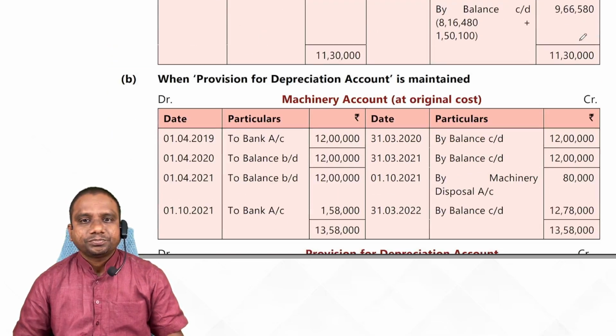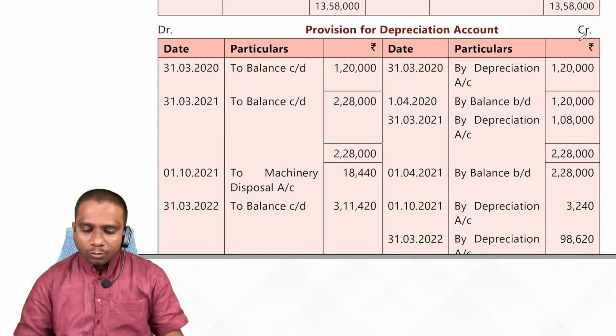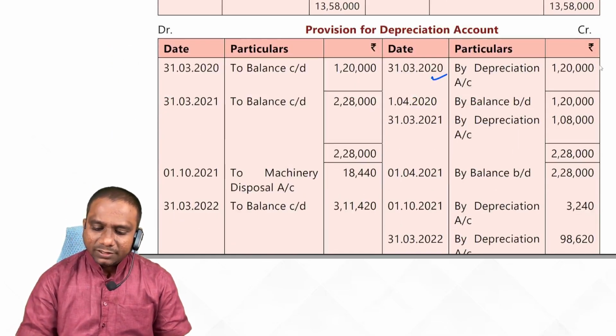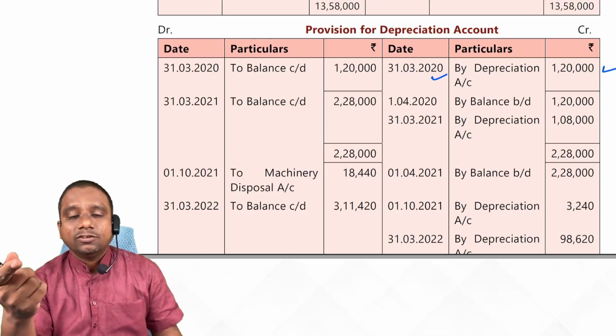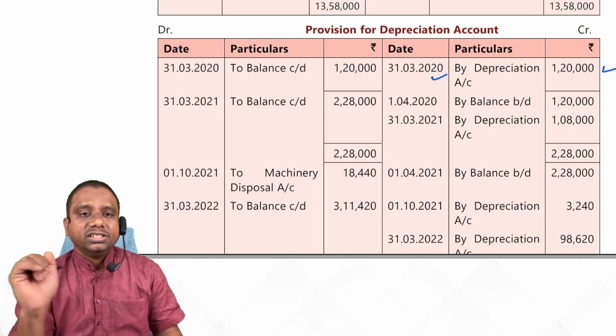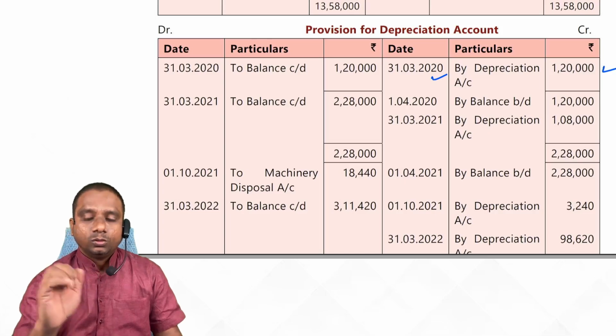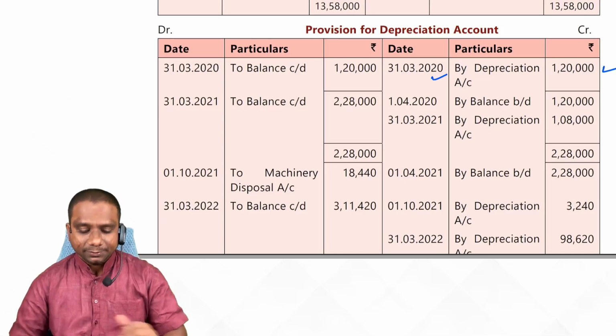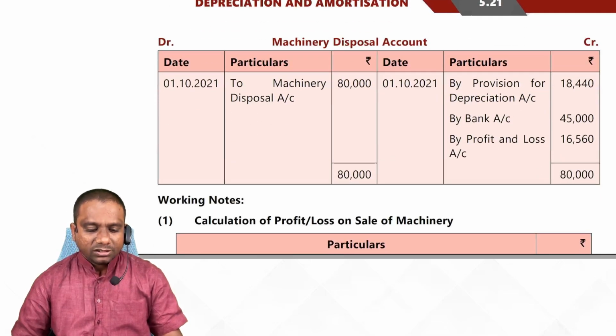But now we are following provision for depreciation account. Entry: depreciation account debit to provision for depreciation account. Yes or no? Like this we maintain here. Now, here, machinery disposal account.